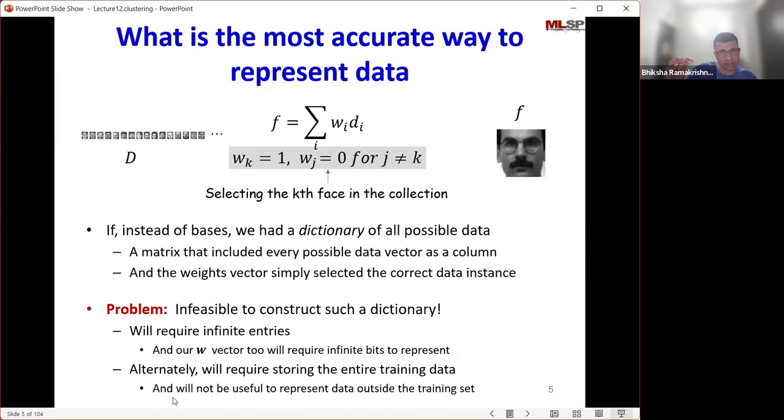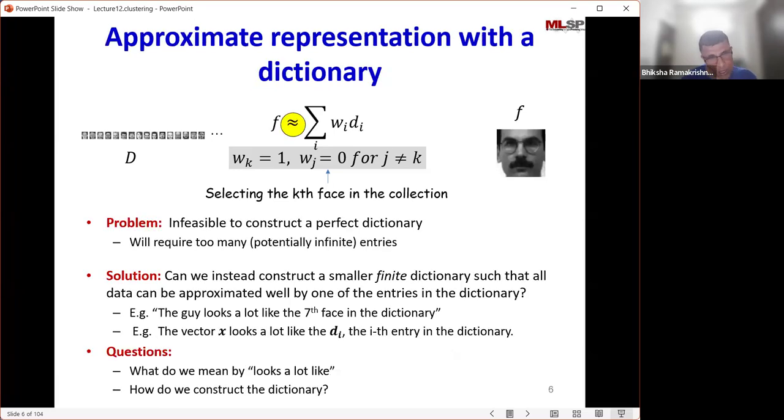And if I say that my training data is going to be finite, you would still need to store the entire training data. But then if you had to represent a face outside this training set, you're not going to be able to represent it. So that doesn't work. So can we have a solution around it? Instead of storing everything, can I instead construct a smaller finite dictionary such that all data are no longer exactly reconstructed as a weighted sum of the dictionary entries, but approximately reconstructed?